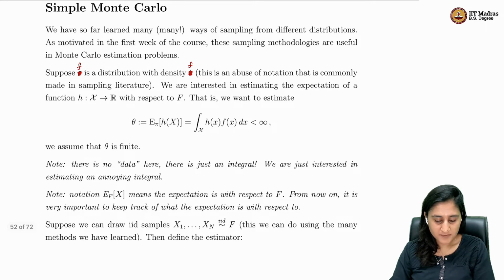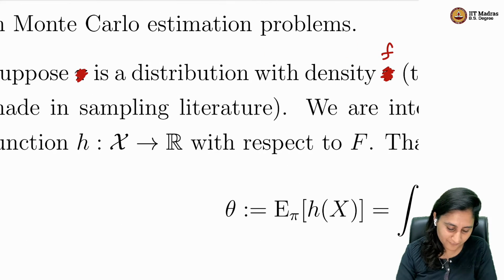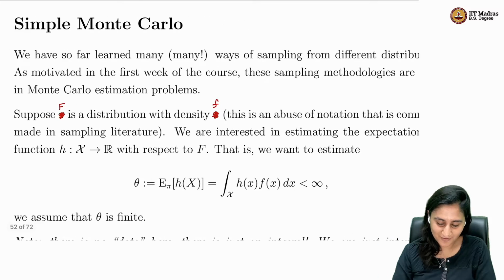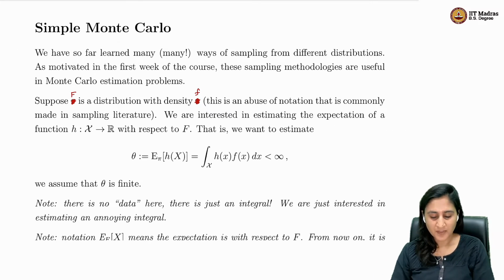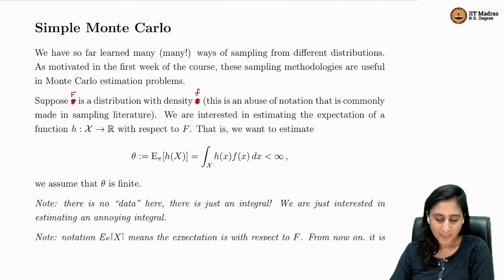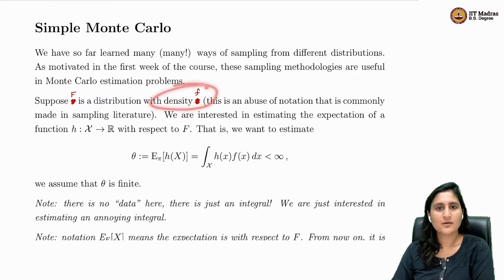So suppose capital F is some distribution with density small f. We'll be quite careful about what are distributions and what are densities. Capital F will denote the distribution function of a particular random variable, and small f will denote its density function. We are going to be limiting ourselves mostly to continuous random variables, so we can very well talk about density functions instead.